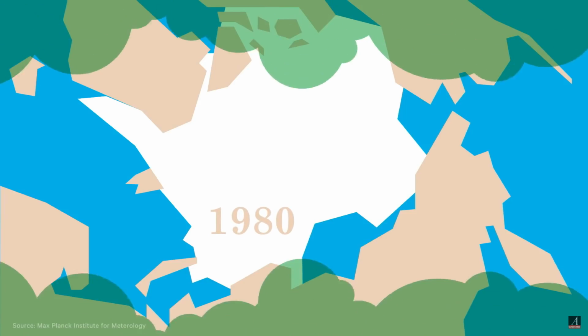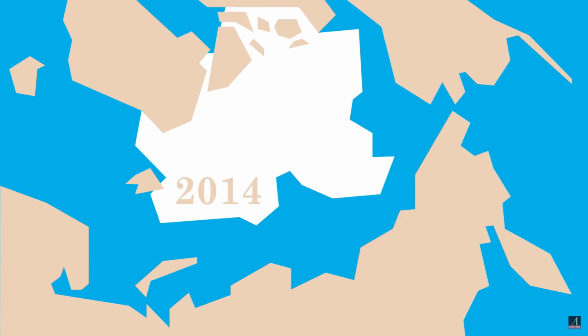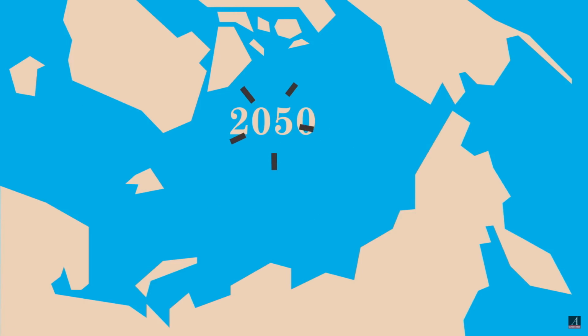Researchers predict that if we continue to emit greenhouse gases at their current rates, ice will disappear from the Arctic by 2050. For much of the year, ice will simply cease to exist at the North Pole.